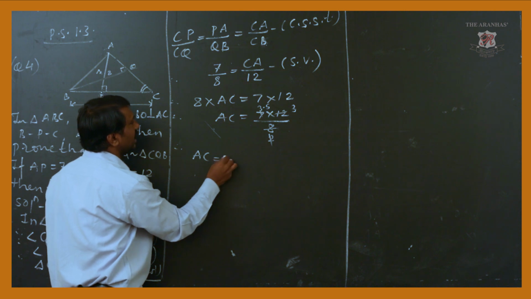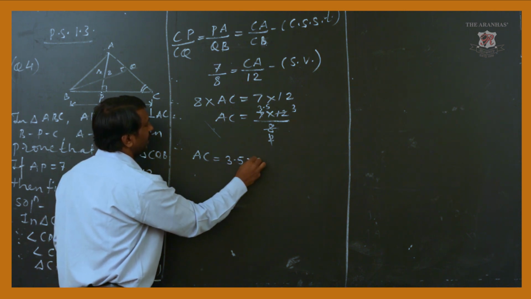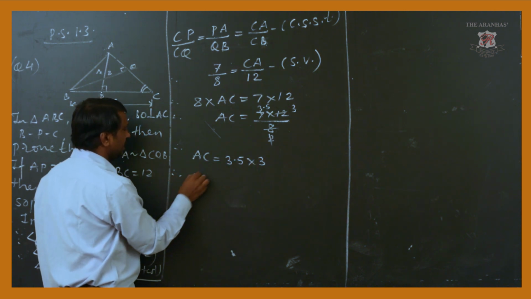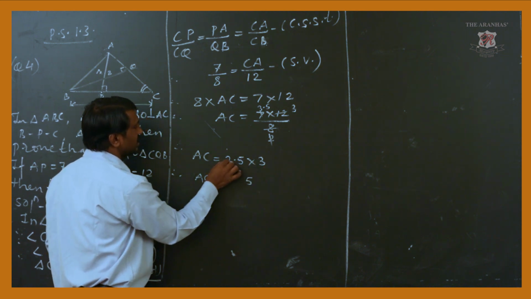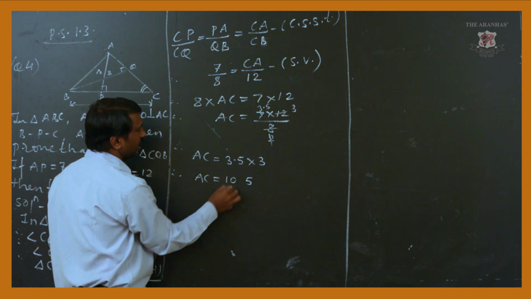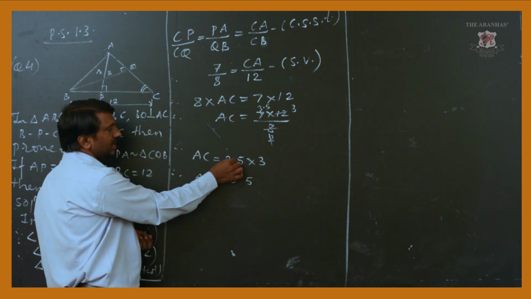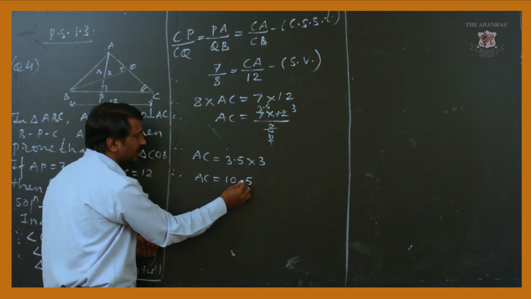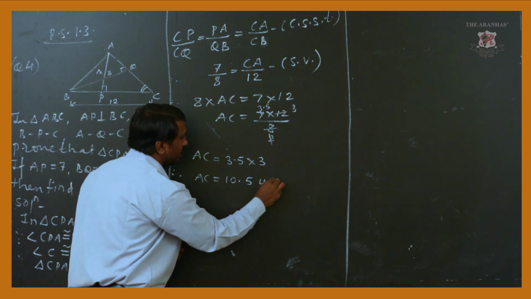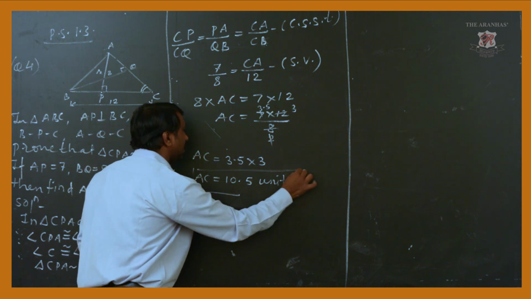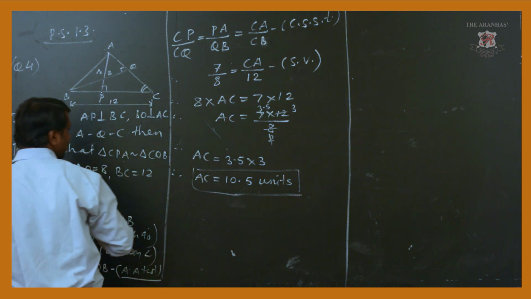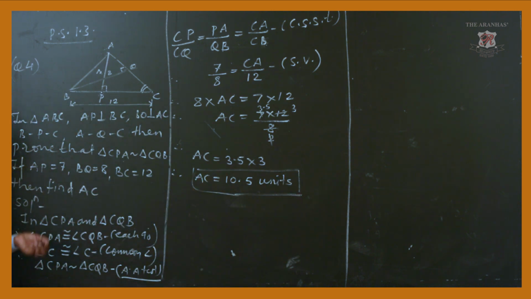So AC is equal to 3.5 into this 3. So AC is equal to, 3 5s are 15, carry 1, 3 3s are 9 and 1 is 10. So here the decimal will be after one digit, from the right. So from the right, calculate the digits here and write this, and this will be the units. So let's see the value of AC. AC will be 10.5 units.